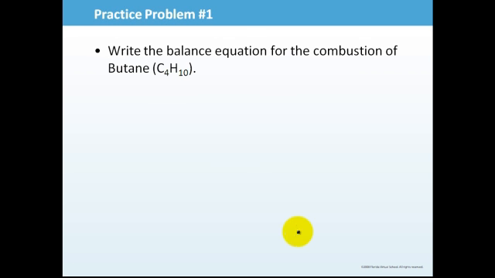All right, so let's try a couple together here. First one, write the balanced equation for the combustion of butane. Go ahead and take a moment and pause the video and try to work that one out for yourself.